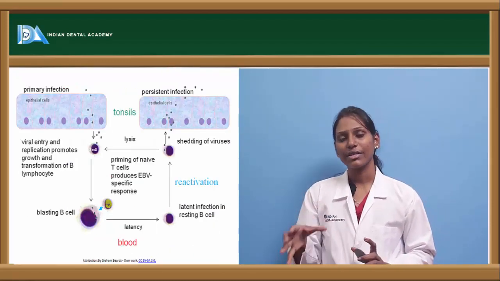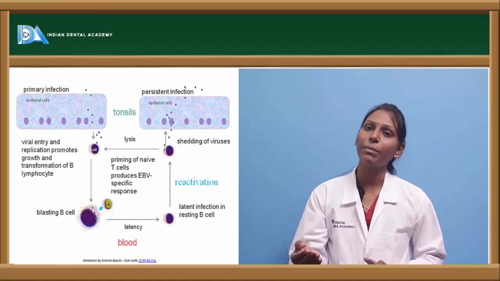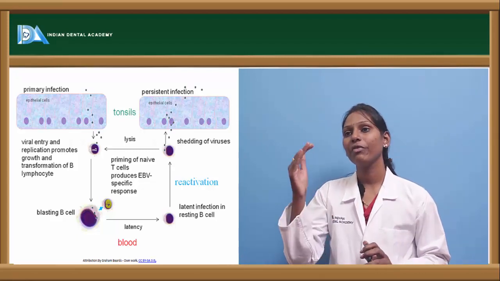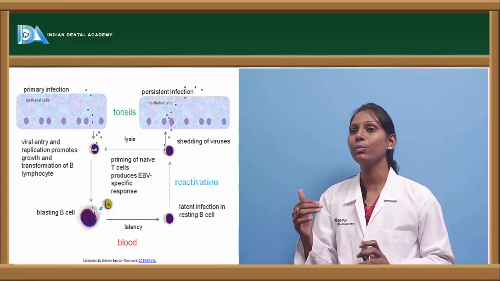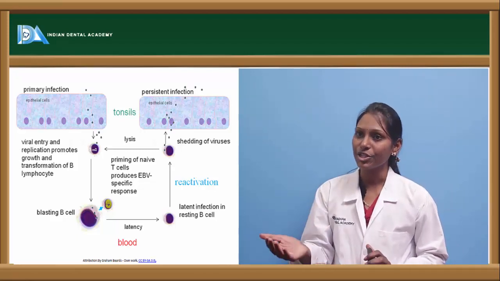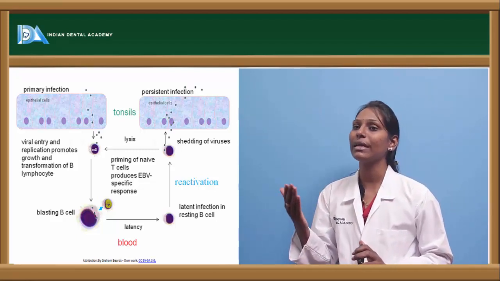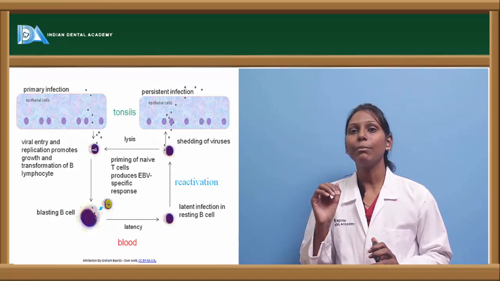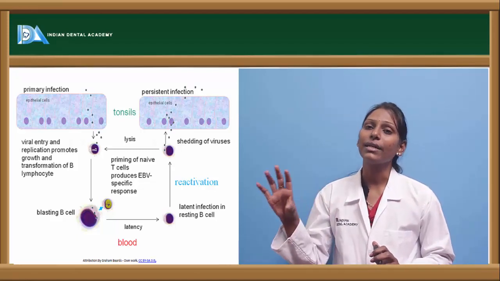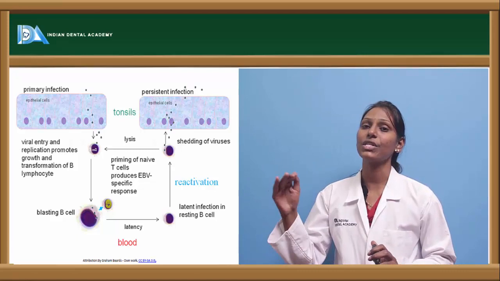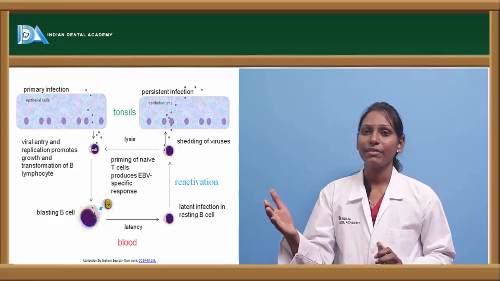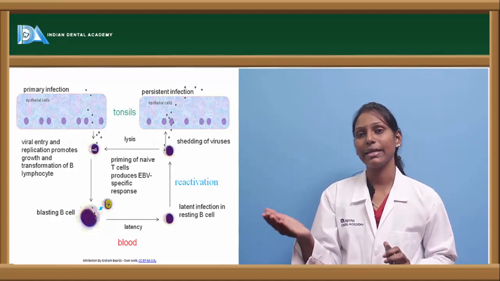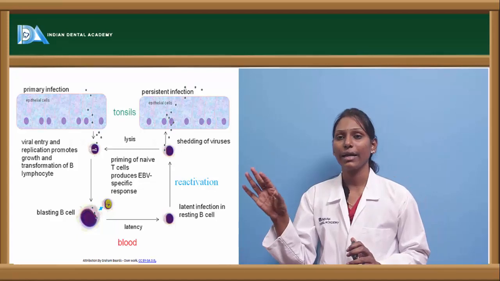Now how the actual pathogenesis occurs: after a droplet infection, the primary infection occurs where this virus attacks the epithelial cells. Once this virus enters from the epithelial cells into B cells, viral entry and replication happen there, which promotes the growth and transformation of the B lymphocyte. This B lymphocyte with the infectious material becomes a blasting B cell. This blasting B cell can undergo a phase of latency which can later reactivate. Once reactivation occurs, the B cell releases these viruses, which enter the epithelial cells again, where persistent infection can happen.